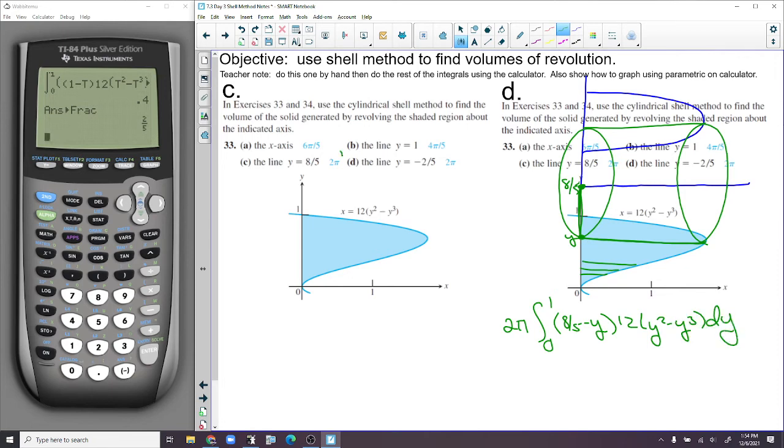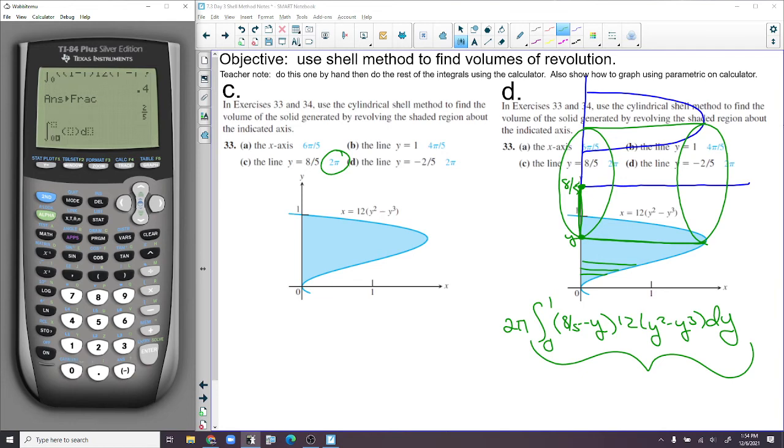Now the answer is 2 pi. So what do we need that to be? 1. We need that to be 1. Integral 0 to 1 of 8/5 minus the variable. We're using t's here. Times 12 y squared minus y to the third. Ugh, I almost had it. 1, there we go. Times 2 pi gives you that 2 pi.